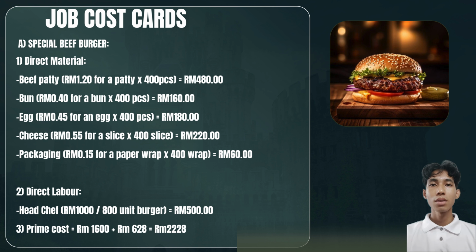For egg, one piece is 0.45 cents times 400 and we got 180 ringgit. For cheese, one piece is 0.55 cents. We times it with 400, we got 220 ringgit. For packaging, we got 50 cents per unit wrap. We times with 400 and we got 60 ringgit for 400 units.